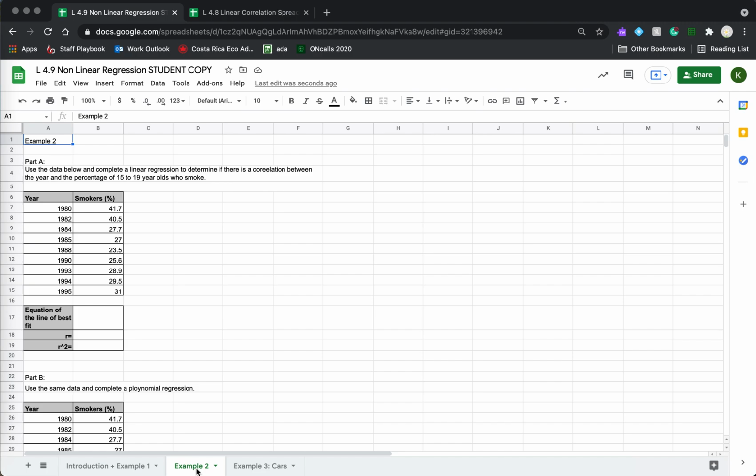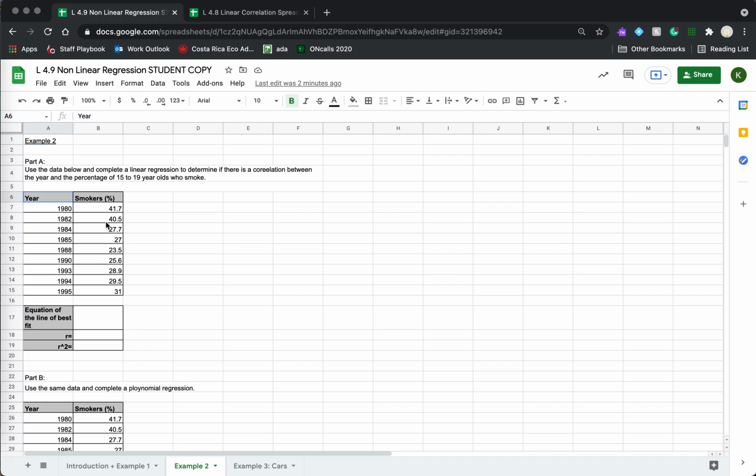So for example 2, we're going to do the same thing again. We're going to use the data below to complete a linear regression. So similar type of data. First thing we always do is start with linear. So whenever you're doing your regressions, start with linear first, go through it all. If they're seeming a little funny, then you do the polynomial one.